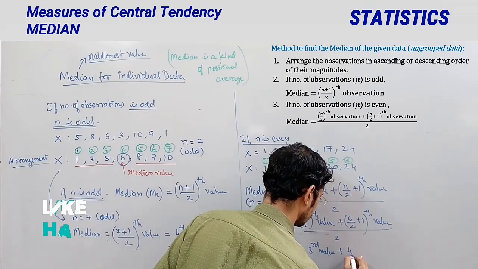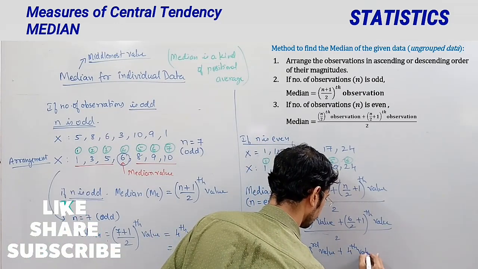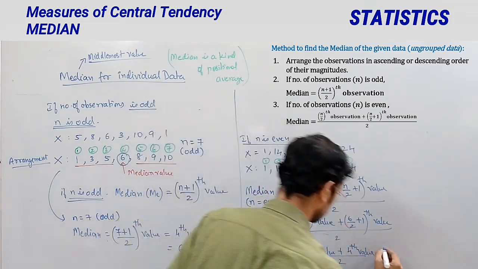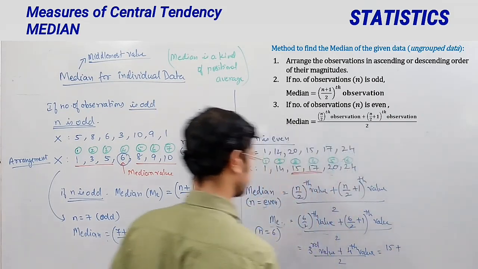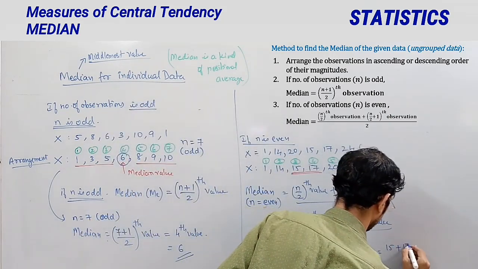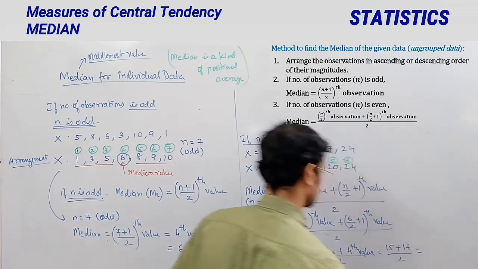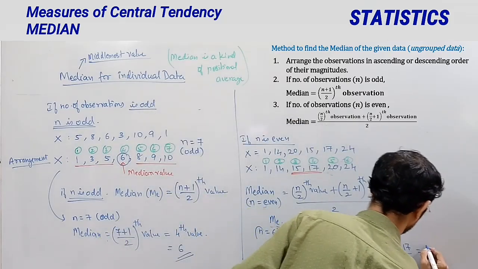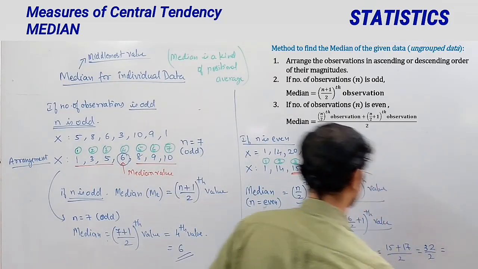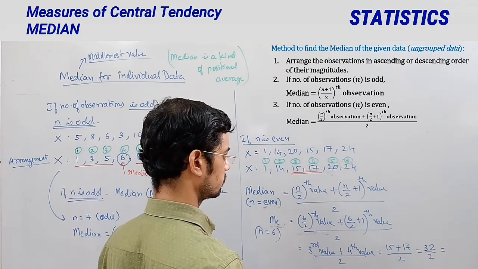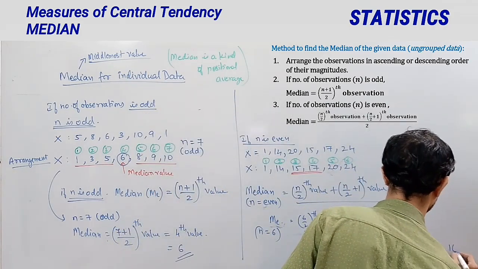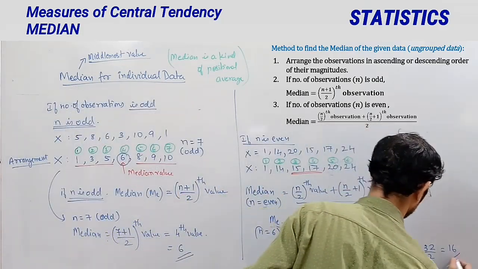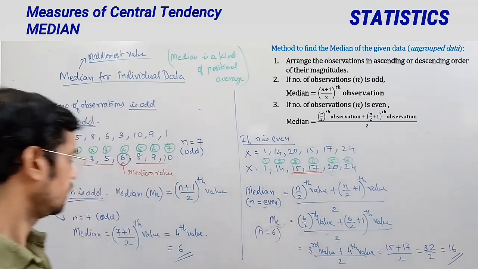So we get 6 by 2 is equal to the third value plus the next value, that is the fourth value, divided by 2. What is the third value? The third value is 15. So we have 15 plus the next value, 17, divided by 2. So 15 plus 17 is 32, divided by 2, and that is equal to 16. Okay, clearly 16 lies between 15 and 17. So 16 is our median in this case.